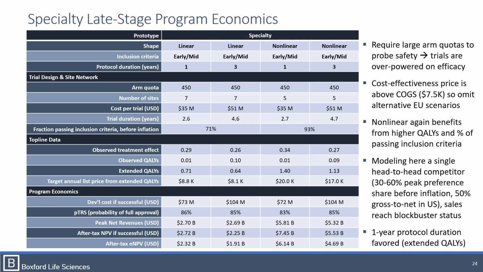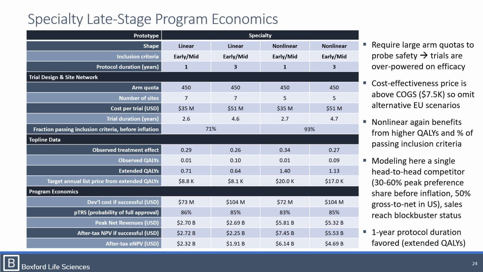And so here we're using much larger arm quotas, again, that are actually overpowered from strictly an efficacy power standpoint, but is something that may be required by regulators in order to get more patient exposure to drug so that we can detect less common side effects. The trials now, because they are larger, are significantly more costly. We also now look at not just a 1-year protocol duration, but also a 3-year protocol duration, which of course further increases the length of time of the trial and significantly increases the cost of the trial as well.